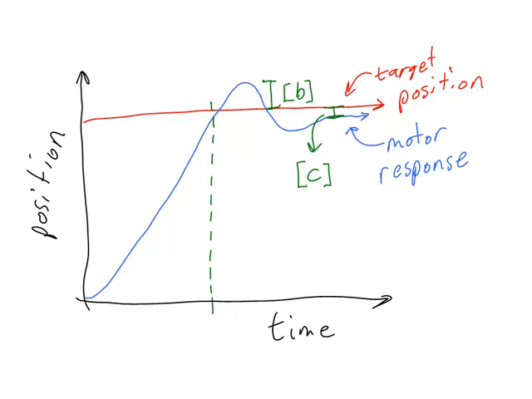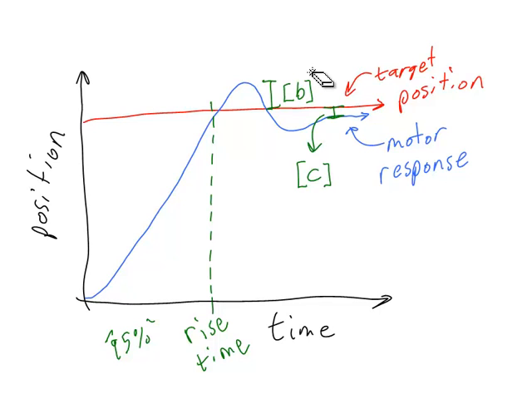The first thing that we care about is the rise time. The rise time, as shown here, is the amount of time it takes for the motor response to reach the target position. Sometimes we'll specify the rise time as a percentage of the target position. For example, we might say the 95% rise time, and that would mean the time it takes for the motor to reach 95% of the target position.